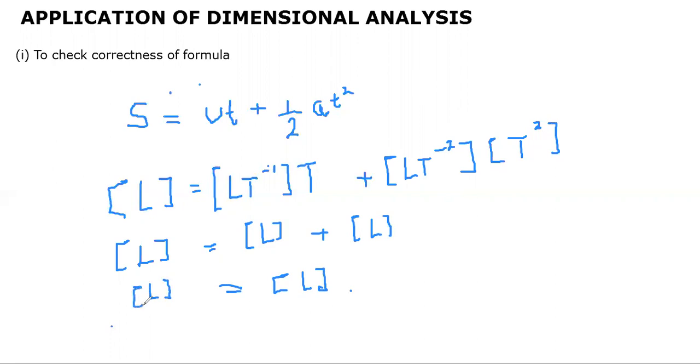The logic behind this is, for example, if I am adding two lengths, 2 meter and 3 meter, what would I get? I would get 5 meter only. So meter would not change to twice of meter. Meter would remain meter only. So L plus L is L only.